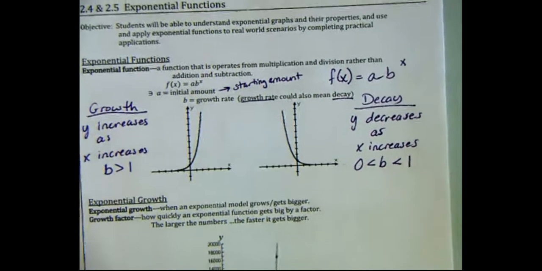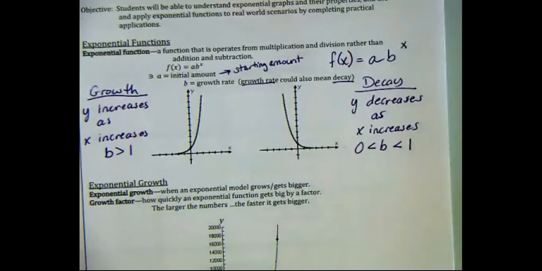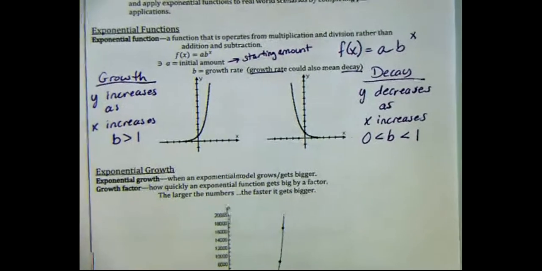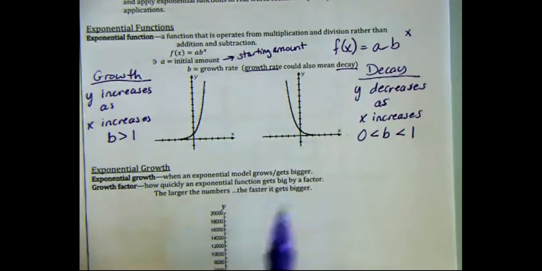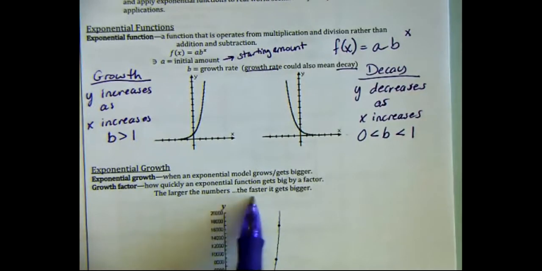Okay. So then that brings us to our exponential growth. Exponential growth is when an exponential model grows or gets bigger. So there's something called the growth factor, how quickly an exponential function gets big by a certain factor. Okay. The larger the numbers, the faster it gets bigger. Okay. So our growth factor is usually the b.